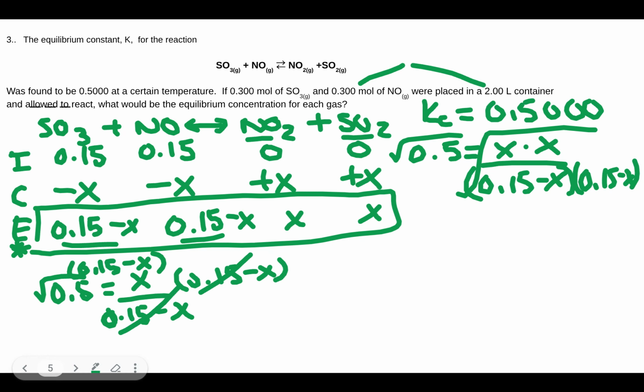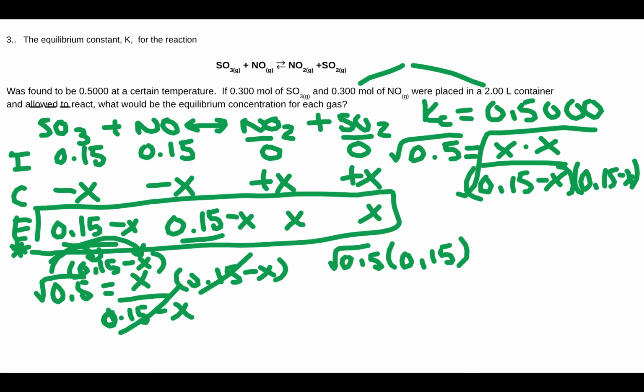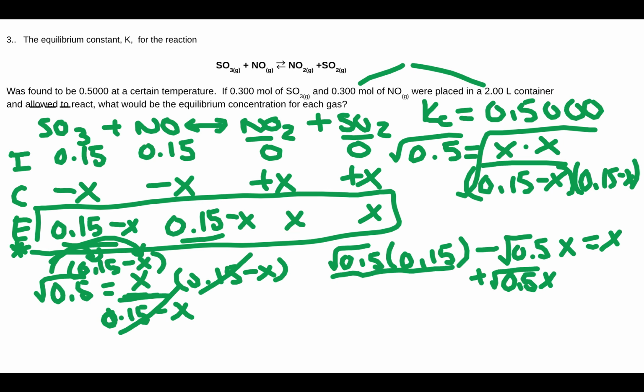Okay. Then we can distribute the radical through the binomial. So you would have the root of 0.5 times 0.15, and then you would subtract the root of 0.5 times X, and that will all equal X, because that X is still remaining. Now we want to isolate our number and move the X to the other side. So you'll add the root of 0.5 X to both sides. And then we can collect like terms.